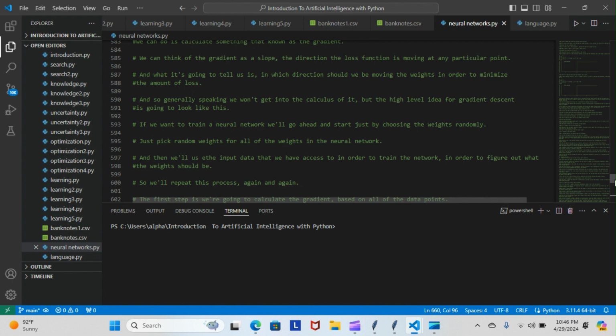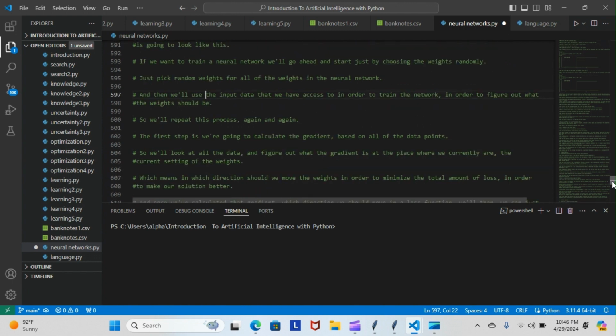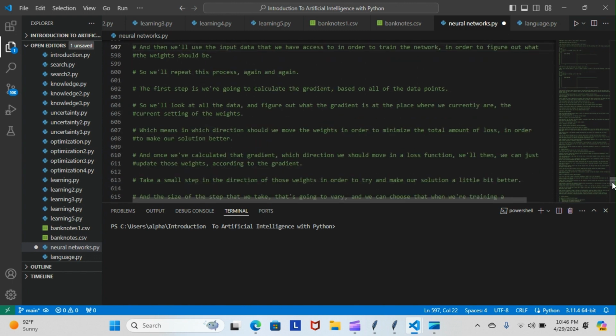If we want to train a neural network, we'll go ahead and start just by choosing the weights randomly. Just pick random weights for all of the weights in the neural network. Then we'll use the input data that we have access to in order to train the network in order to figure out what the weight should be. So we'll repeat this process again and again. The first step is we're going to calculate the gradient based on all of the data points. So we'll look at all the data and figure out what the gradient is at the place where we currently are, the current setting of the weights, which means in which direction should we move the weights in order to minimize the total amount of loss in order to make our solution better.